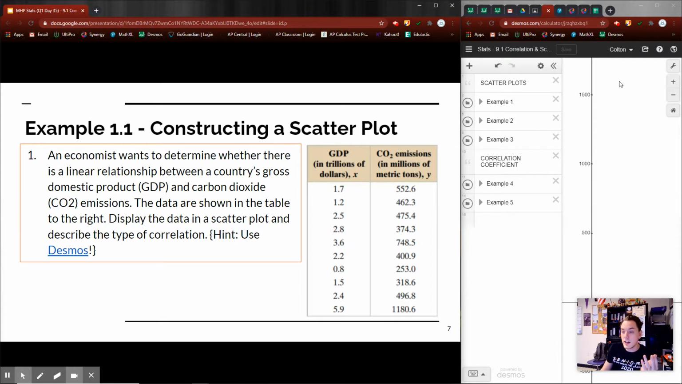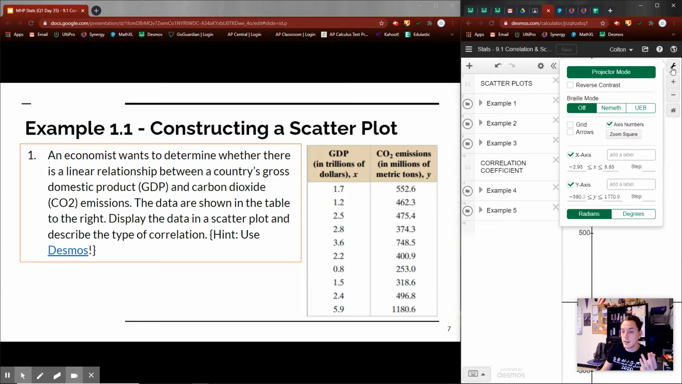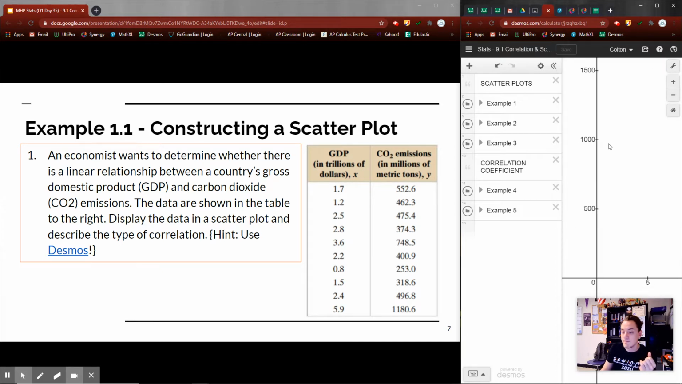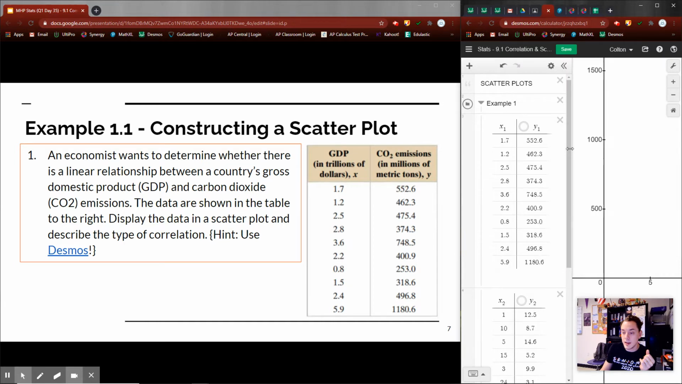So I'm going to go over here, as you guys can see. Let me blow this up to projector mode. I think it'll be a lot better. Okay? So here, we'll go to example 1, and I'm going to put this data into a table. As you see right here, all this data is in a table. So 1.7, 552.6, 1.2, 462.3, and so forth. They're all in the data.